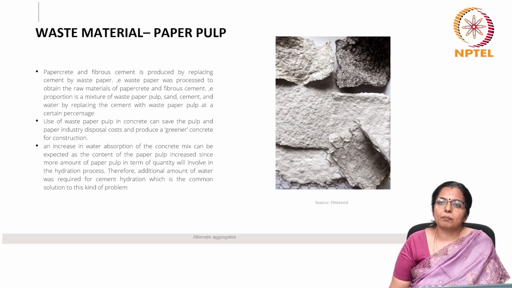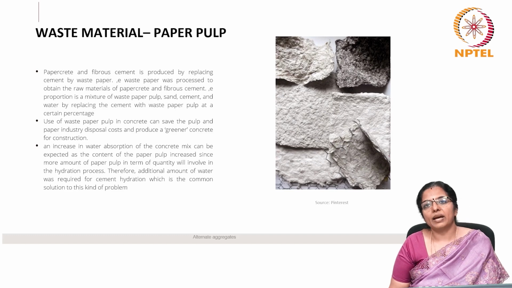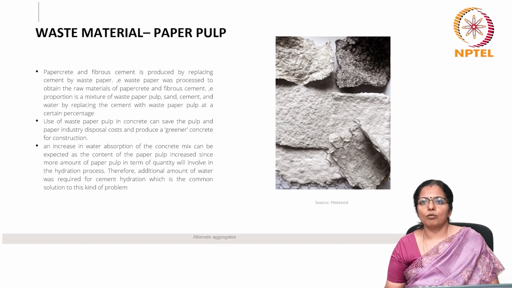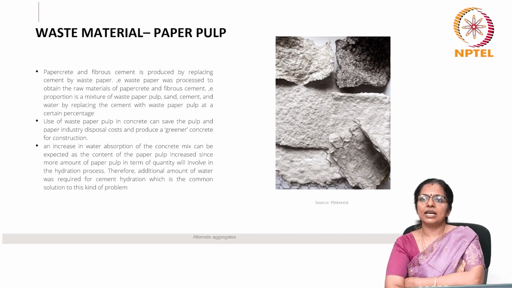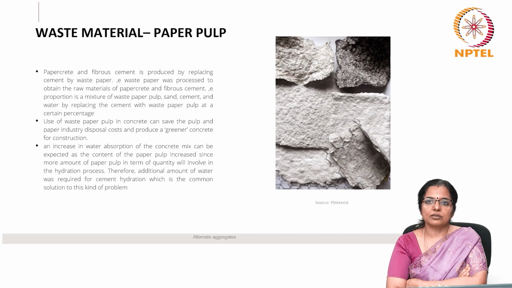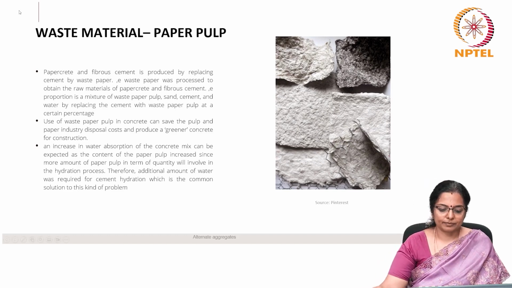Use of waste paper pulp in concrete can save the pulp and paper industry disposal costs and produce a greener concrete for construction. There is an increase in water absorption of the concrete mix. This can be expected as the content of the paper pulp increased, since more amount of paper pulp in terms of quantity will be involved in the hydration process. Therefore, additional amount of water is required for cement hydration, which is the common solution to this kind of problem.